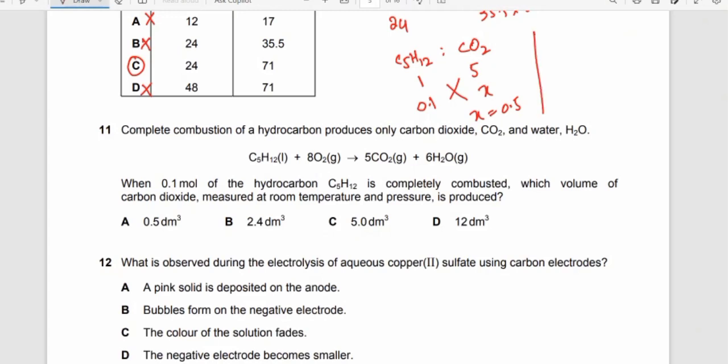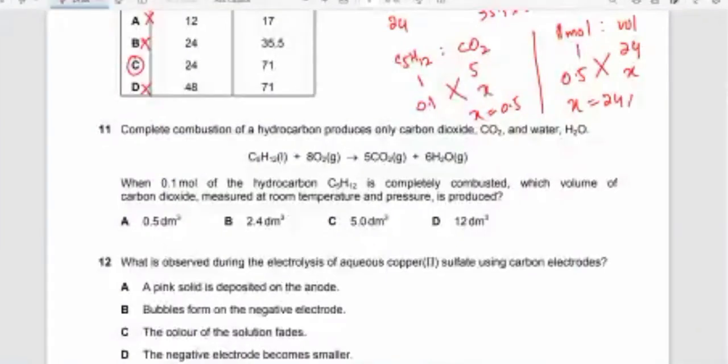Now we have to find the volume. Mole ratio volume. We know that 1 mole contains 24 dm cube, and if we have 0.5 moles, what will be the volume in dm cube? So X is equal to 24 multiplied by 0.5, it becomes 12 dm cube. So here we get 12 dm cube. This is the answer.